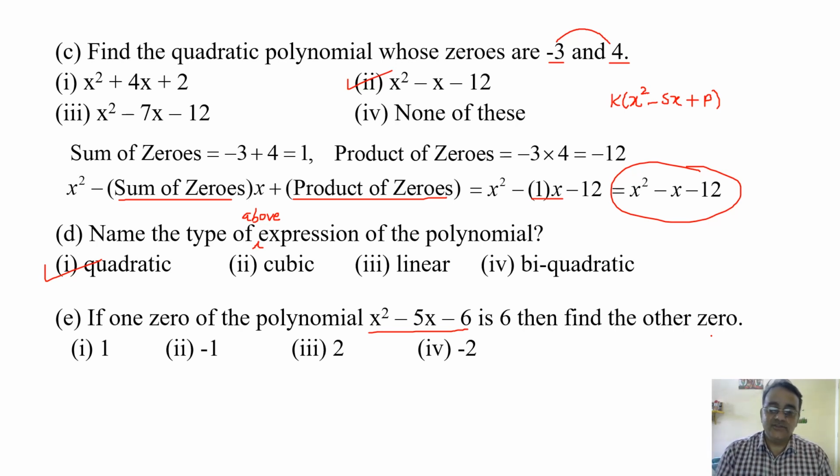So this is only logical question. Okay, based on this logic we have to find the other zero. So we know that the sum of the zeros is minus b by a. So minus b by a.